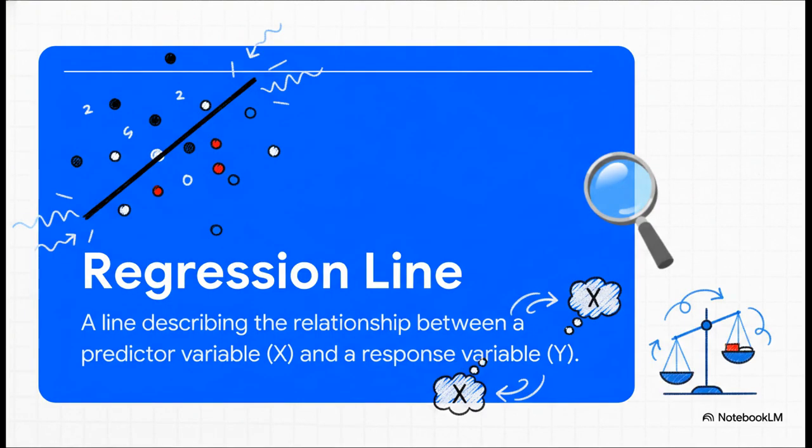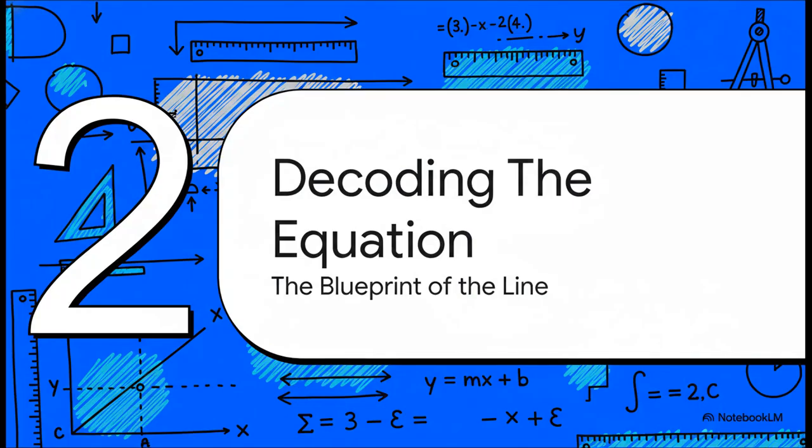And that line? That's a regression line. It's our best guess, our model of the relationship. Now, it almost never passes through every single point, and that's okay. Its job is to show the average trend, the general vibe of how one thing changes when the other one does. All right, so how do we actually build that line?